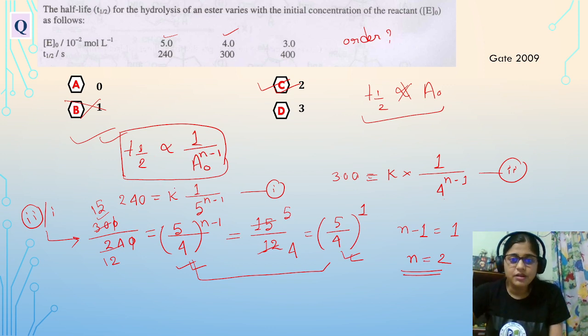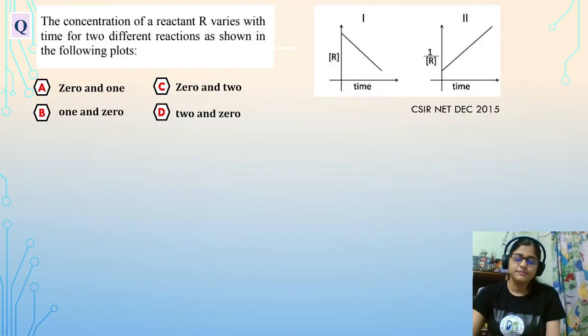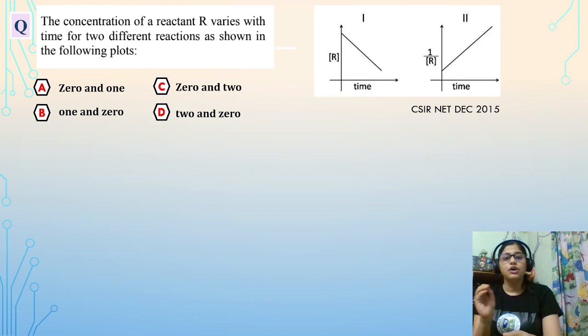Okay. So next, the concentration of a reactant R varies with time for two different reactions as shown in the following plots.